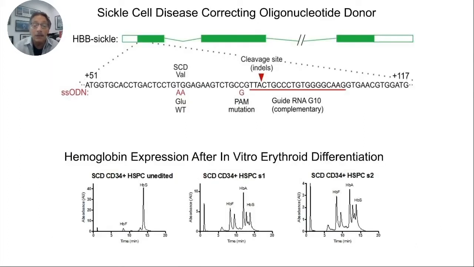And so again, it's the business end of the donor. This is where the guide binds. It has a PAM mutation to prevent recutting. Then it has actually 2 base pairs that will change it to a glutamic acid, which is the wild type codon. And so when this editing is done just at small scale in CD34 cells for patients with sickle cell, again, the unedited shows only HBS, but in 2 separate patient samples edited by this method, the amount of S is way reduced and the amount of A comes up.